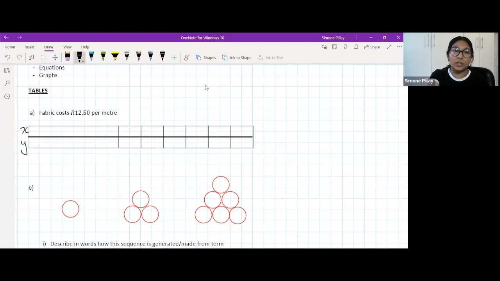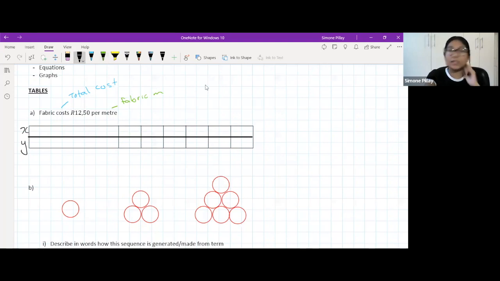So let us look at this example over here. We have fabric costs, $12.50 per meter. What are my two variables I have here? I know one of my variables is going to be my total cost. My other variable is going to be my fabric meters that I purchased. Can anybody tell me, you can put it in the chat, what's my independent, what's my dependent, or what's my x, what's my y, what am I going to put where in my table?